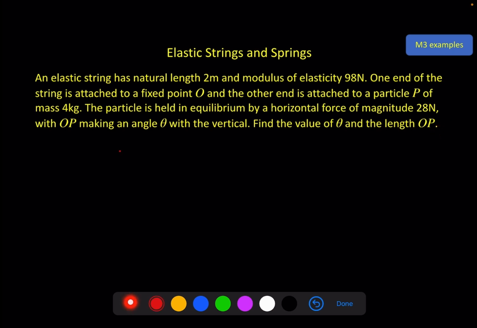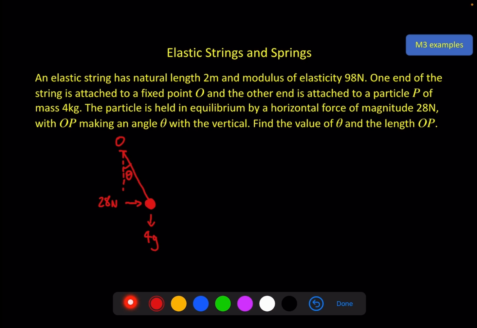So we've got our fixed point O up here, and there's a string coming down with a particle attached on the end. However, it's being held in equilibrium by a horizontal force. So it's coming out this direction here. We still have a downward vertical for mg, horizontal force of 28 newtons, and with the downward vertical angle theta.